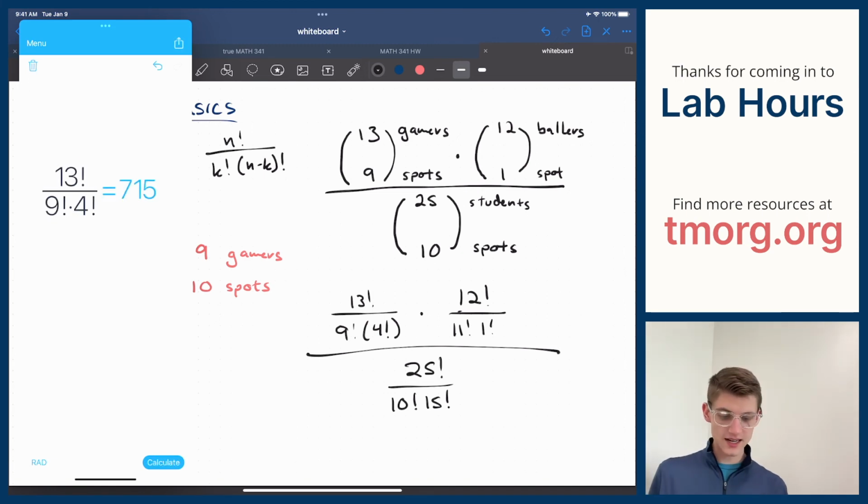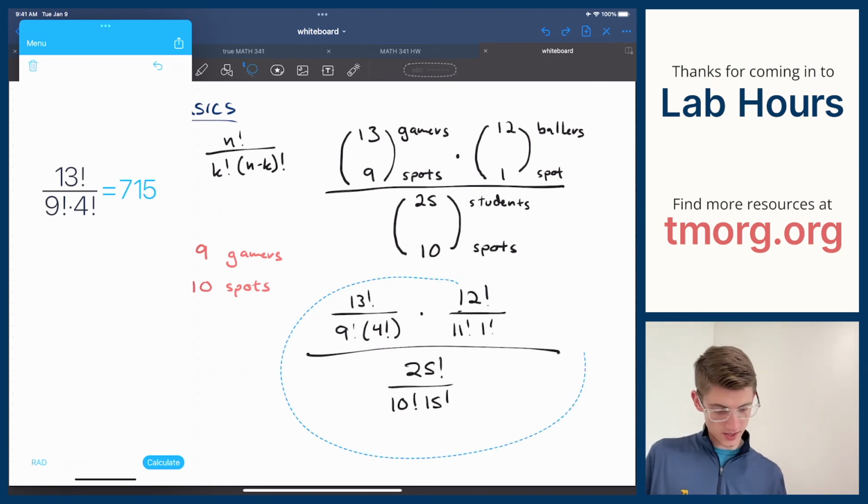And now you could write this out as 1 times 2 times 3 times 4 times 5 times 6 times 7 times 8 times 9. Realize that the 9 cancels with the first 9 from the 13, and then it would just be 10 times 11 times 12 times 13 over 1 times 2 times 3 times 4. That's super easy, but we're running low on time, so I'm just going to crunch these shortcuts here.